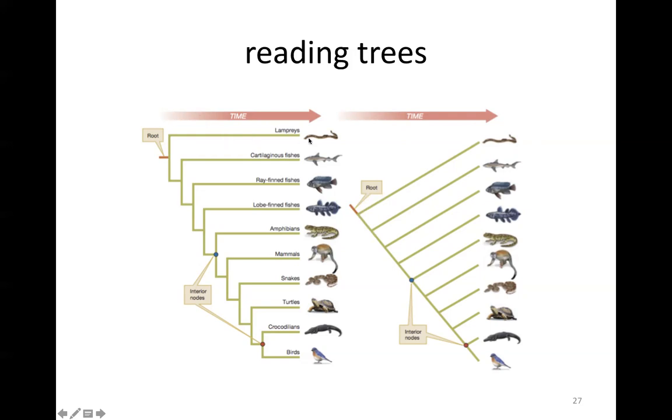The time can flow in either direction, to the right, towards the bottom, or upward. That doesn't matter. It's a matter of taste, and all kinds of trees you can find in the literature. So this tree and this tree, they're the same thing. They represent the same number of nodes, internal, external, the same number of branches. This elbow doesn't have any meaning. This direct branch and this branch with an elbow, they are the same thing.